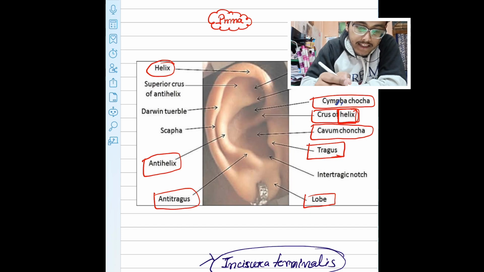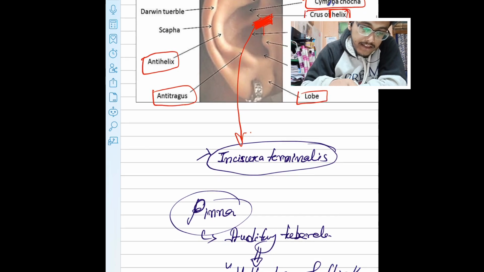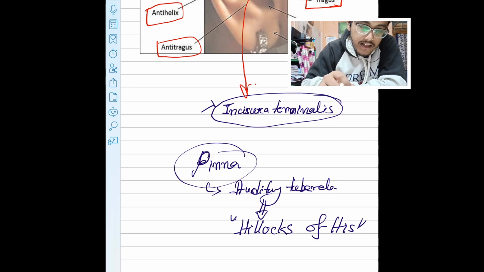One more clinically important thing: between the tragus and the crux of the helix there is one area which is devoid of cartilage. That area is known as the incisura terminalis.